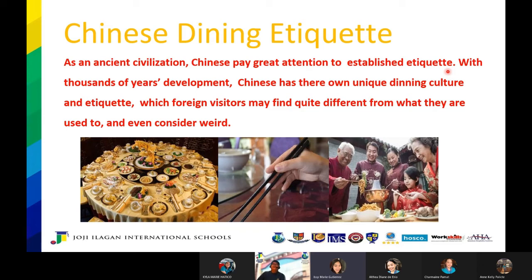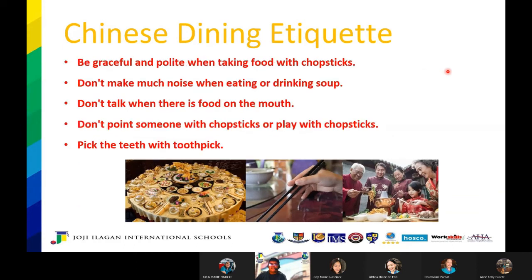If you go to China or Taiwan and you are dining with native speakers of Chinese, you would find they have very different etiquette when it comes to eating food. So I'm listing just a very few of these Chinese dining etiquette. Number one is be graceful and polite when taking food with chopsticks.